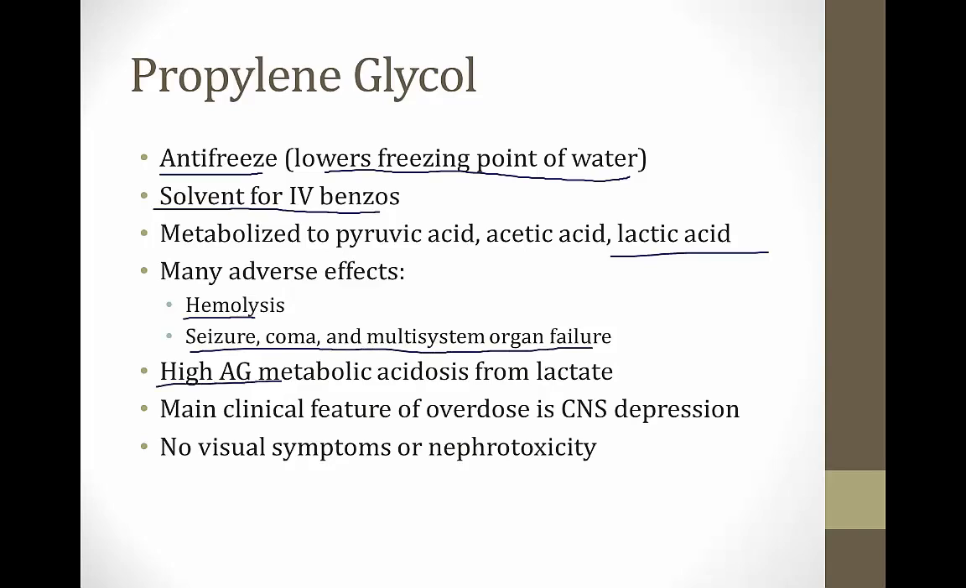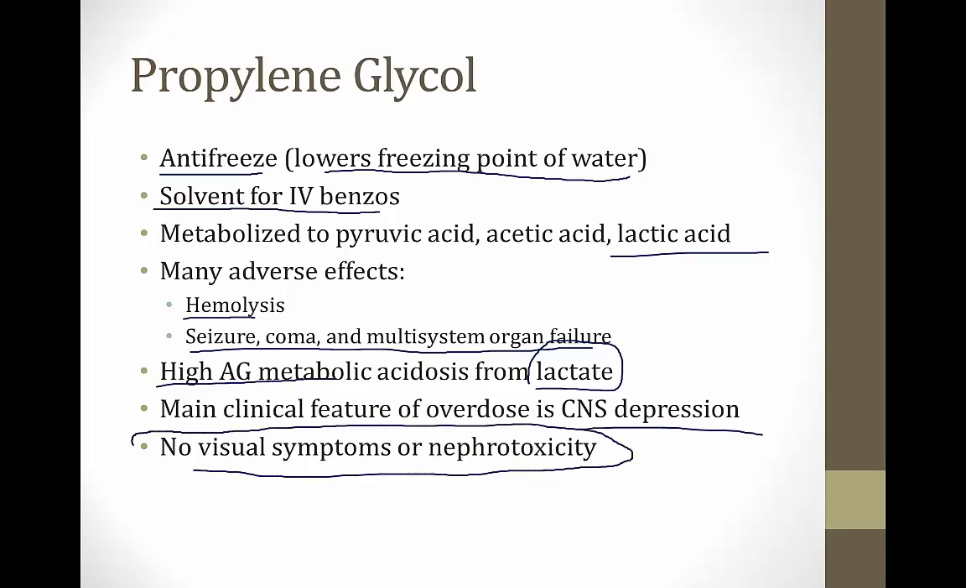It gives you a high anion gap metabolic acidosis from the lactate. That's one of the unmeasured anions in this situation. And the main clinical feature of an overdose of propylene glycol is just the CNS depression. There are no special visual symptoms or nephrotoxicity here like there is with ethylene glycol and methanol.